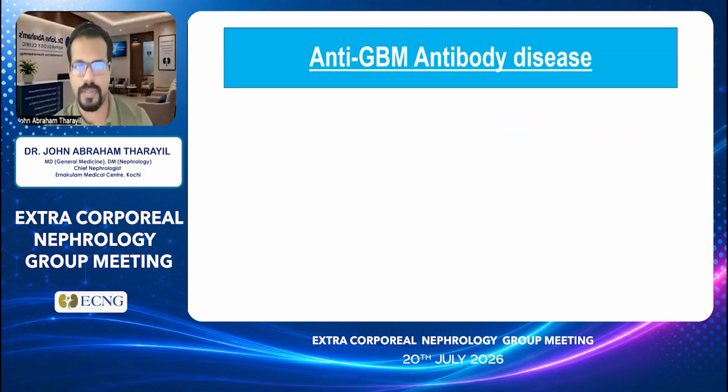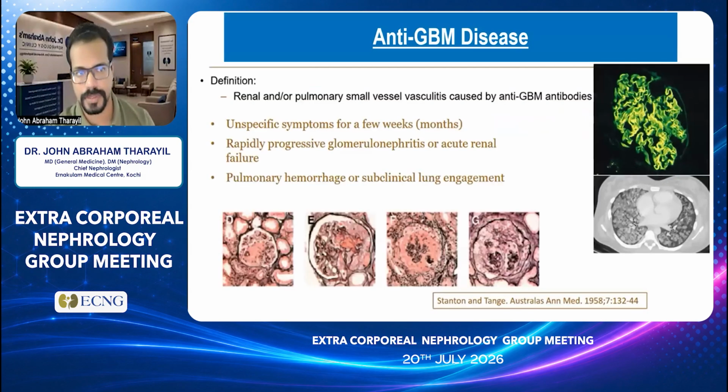Today we are discussing anti-GBM antibody disease. Anti-GBM antibody disease is characterized by renal or pulmonary small vessel vasculitis, and it's usually caused by anti-GBM antibodies only. There is no other definition for this. So you can have two system involvement, renal and pulmonary. Pulmonary may or may not be there.